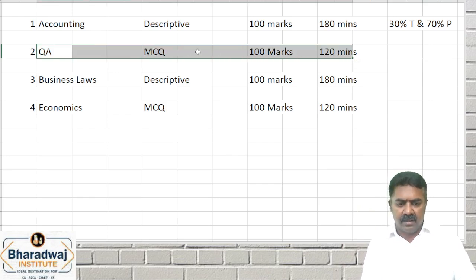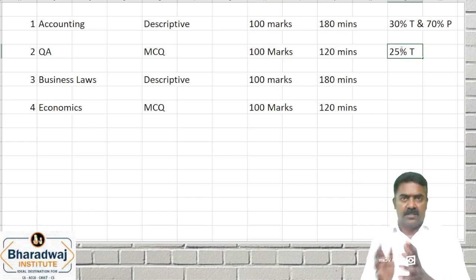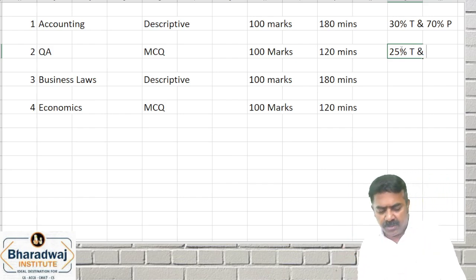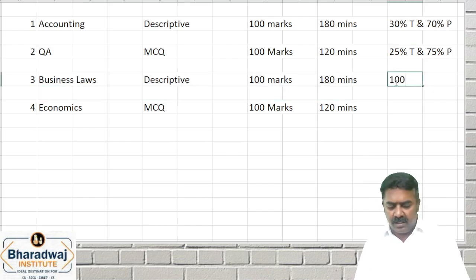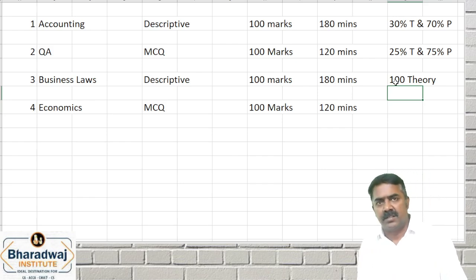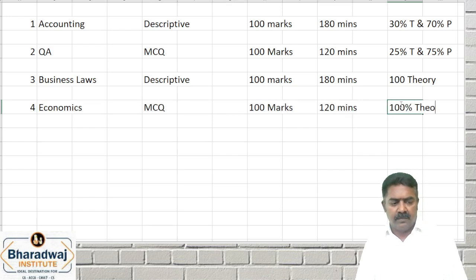Quantitative aptitude, again, in the 100 marks, multiple choice questions, you may get 25% theoretical questions where you will be tested. You have to choose the multiple choice answer. And of course, computational questions will be like 75%. Then business laws, of course, it is a 100% theory paper, where you have to know the law, apply the law, and solve the questions. Direct questions are tested, case law based questions are tested.